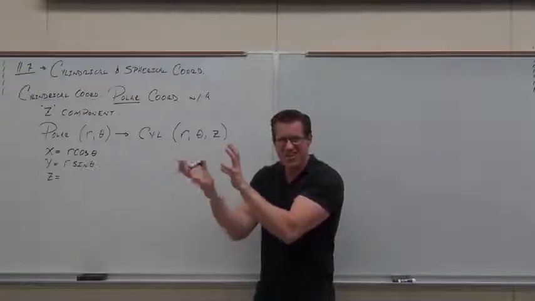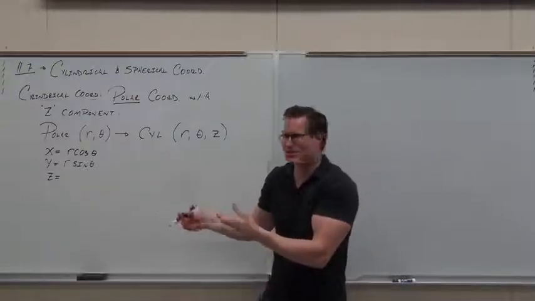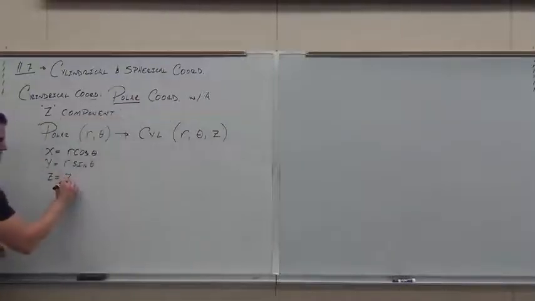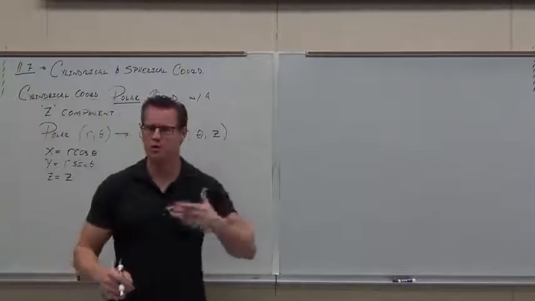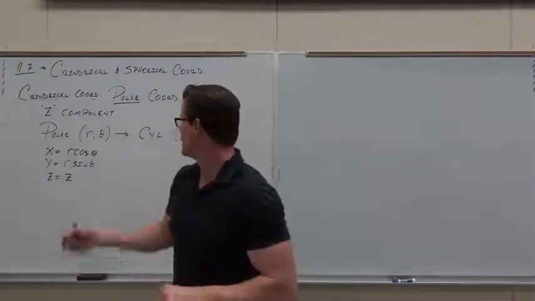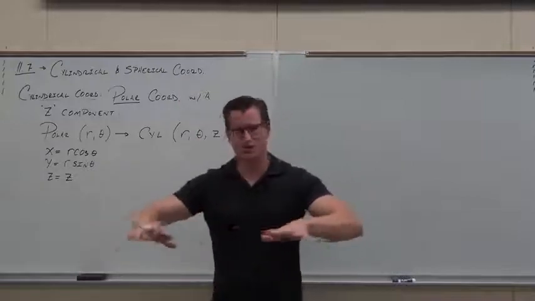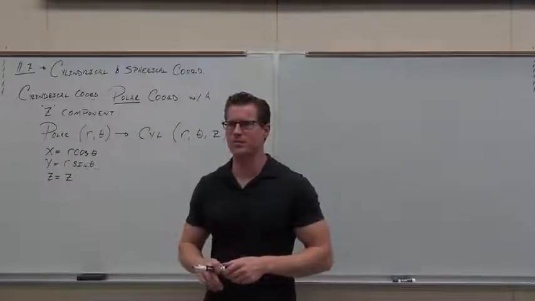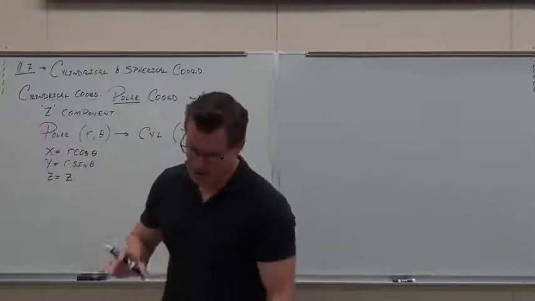The polar changiness is the cylindrical changiness. Z, just let z equal z. It's still giving you the height above the xy plane. This z is giving you the height above the xy plane. Same z. Head nod if you're with me on the same z. That's pretty cool. It's pretty easy to do.